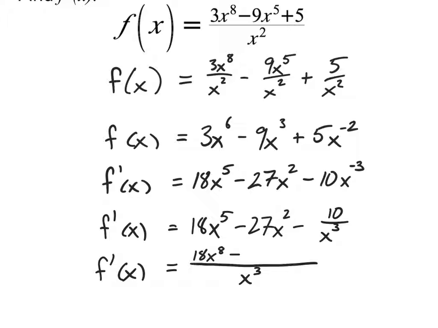And so then the 27x squared would become 27x to the power of 5. Because then the 5 would cancel out with the 3 to give me that 2. And then just minus 10, because that one's already over x cubed. And so then that would be a good final answer there.